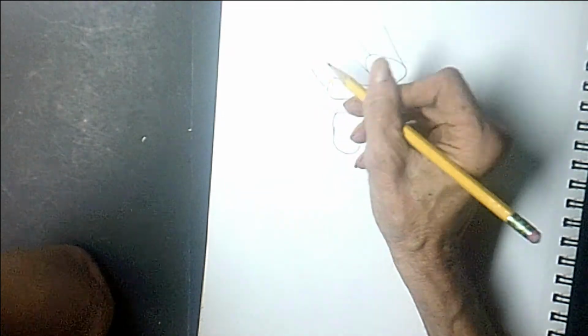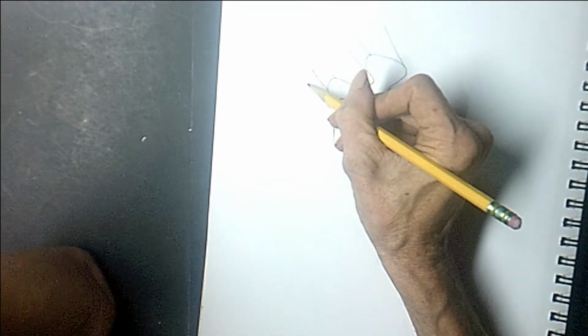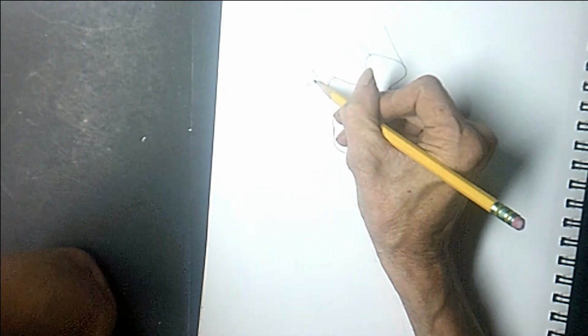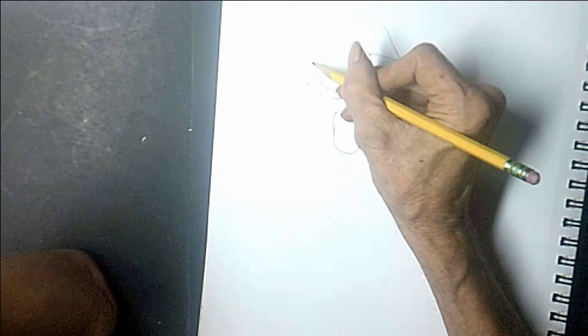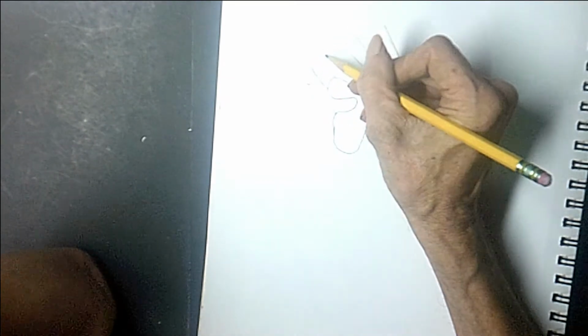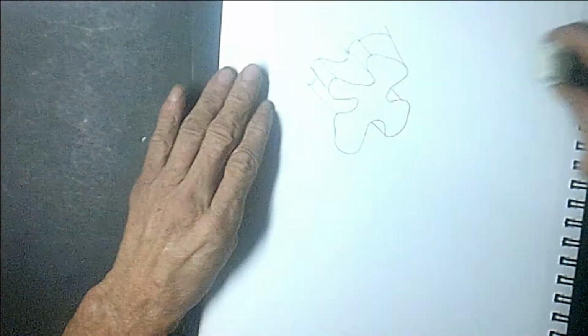This comes around and up. This comes up and around. This kind of comes in like this, up and around. This is up and over. And you got the final line. That's this. Then we erase our construction lines.